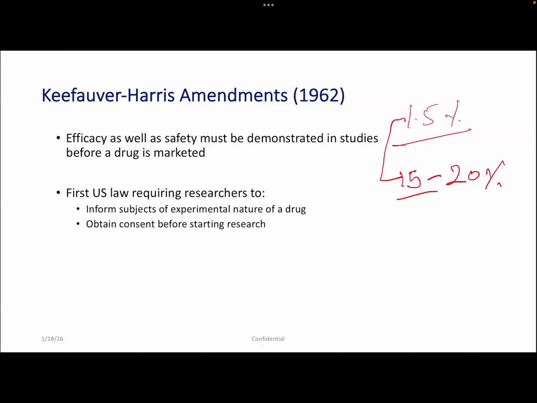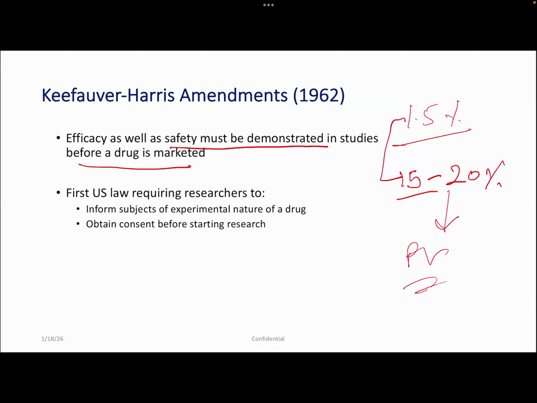So that means it took a lot of time. By then, the damage was done. Although not intentional, it harmed the babies. And because of that, pharmacovigilance came in. So efficacy as well as safety must be demonstrated in a study before a drug is marketed. This drug was again pre-marketed. It was not approved, yet they were prescribing it to patients.